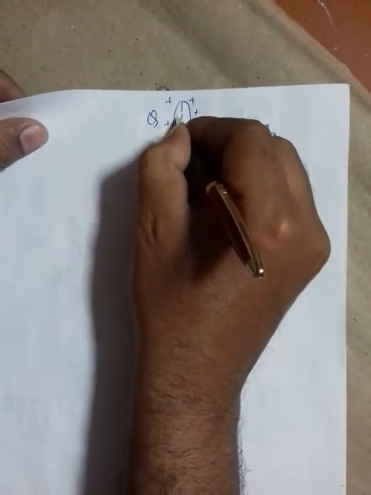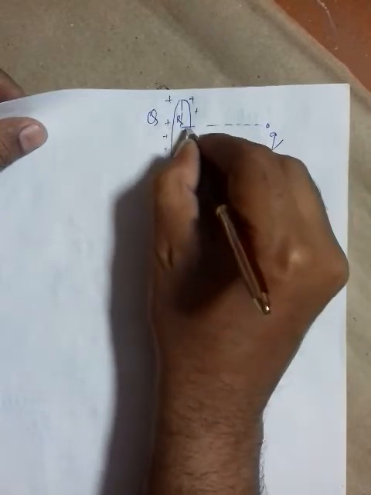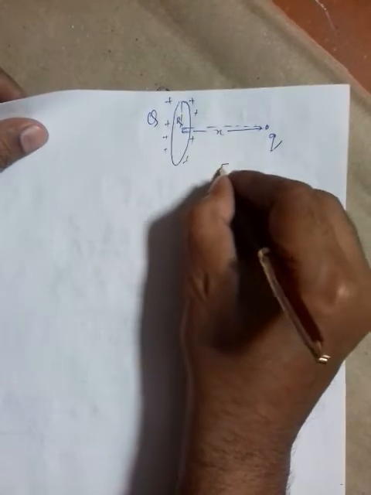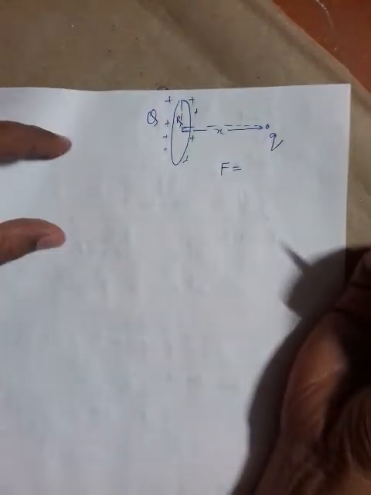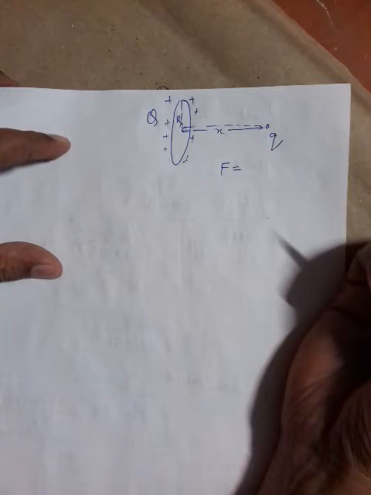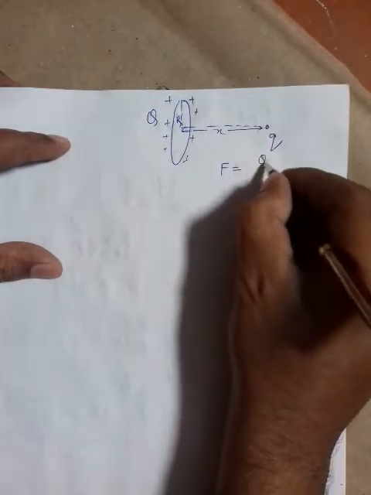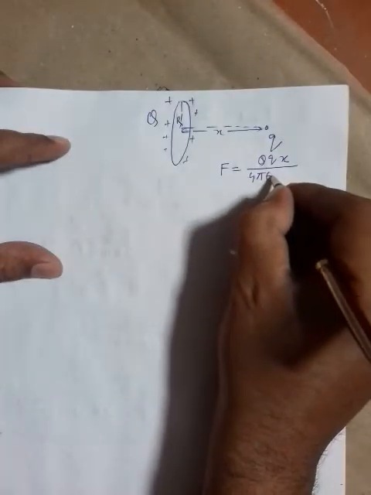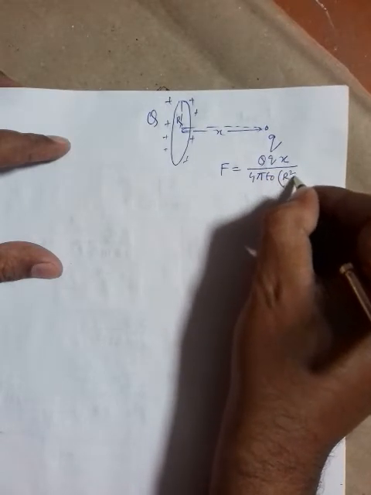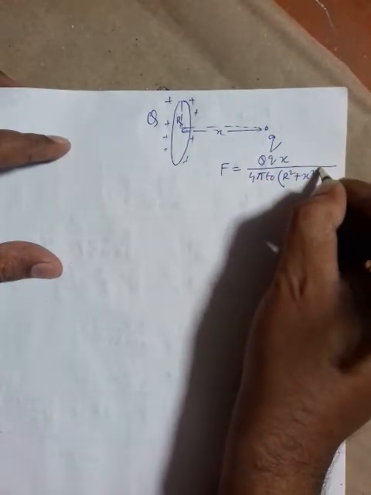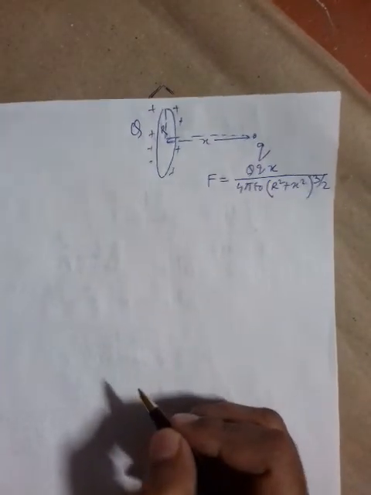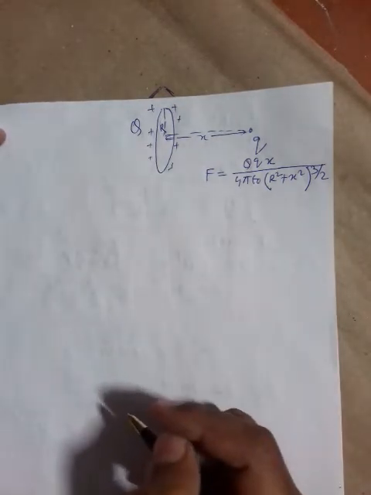If a ring of radius r is present and a point charge is kept at some distance x, then the force acting on the point charge, as the whole calculation was shown in my last class, is capital Q small q x by 4 pi epsilon naught into (r square plus x square) to the power 3 by 2. So we discussed up to this one in the last class.